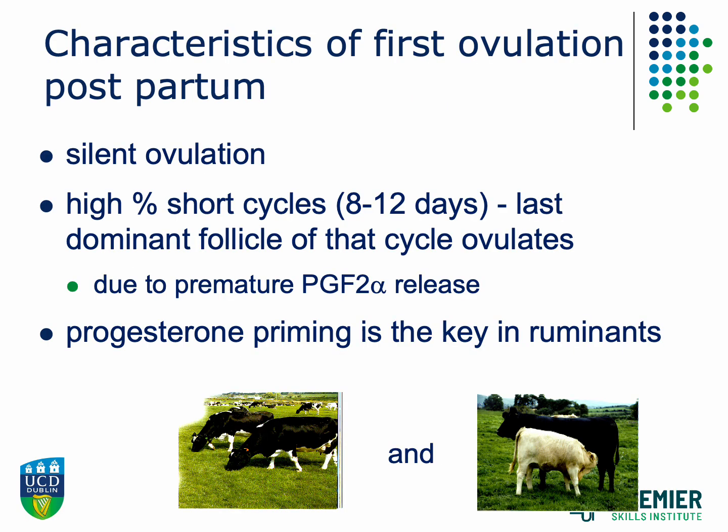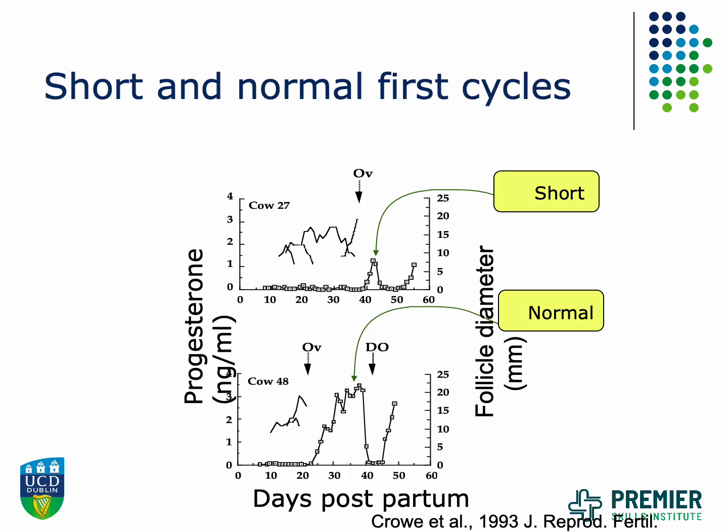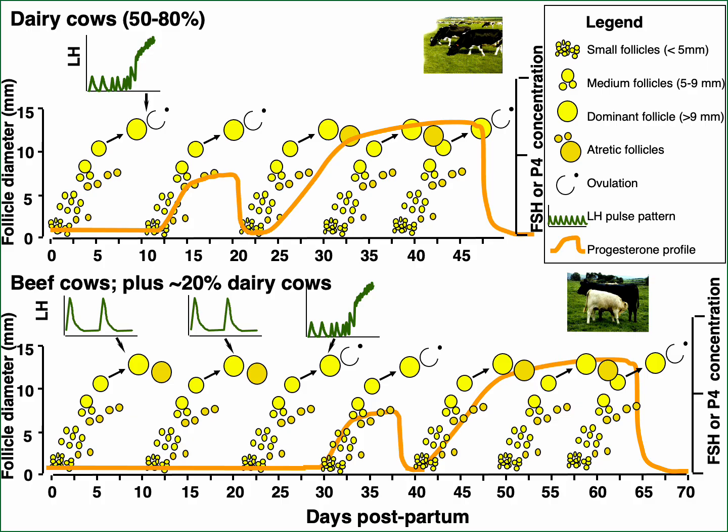What will happen with the first ovulation postpartum? In general, it's a silent ovulation due to the fact that there is no progesterone priming, and then after this you have a high percentage of short cycles. Progesterone priming, both in beef and dairy, is the key. The silent ovulation has to do with the fact that there are no signs of estrus in the animal, so we don't pick it up. Short and normal, this has some older data, but in general, the first cycle after the initial ovulation is shorter, again due to progesterone priming.